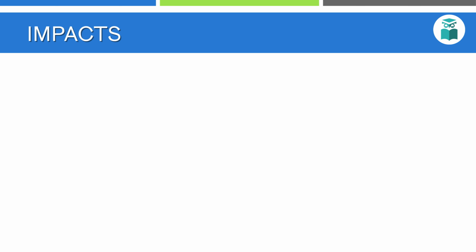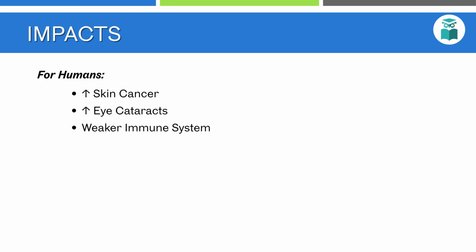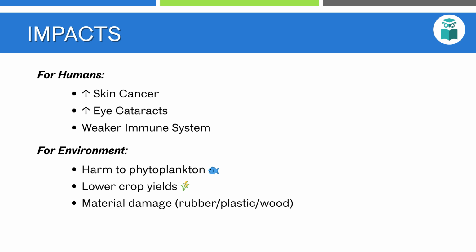So, what happens when the ozone layer thins? For humans, it means more exposure to UVB radiation. That increases the risk of skin cancer, eye cataracts, and it can also weaken the immune system. For the environment, the impacts include damage to aquatic life, especially tiny organisms like phytoplankton at the base of the food chain. Crop yields can decrease, and materials like rubber, plastics, and wood break down more quickly in sunlight. The key point is simple. As ozone decreases, UVB levels rise, and that's why controlling refrigerants is so important for public health.